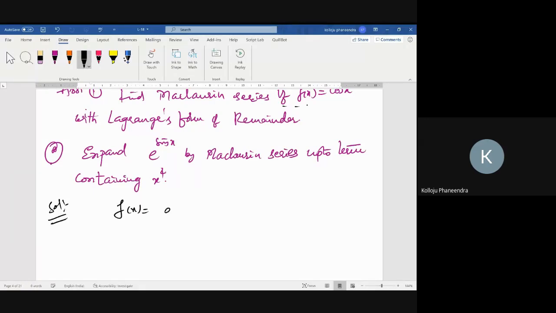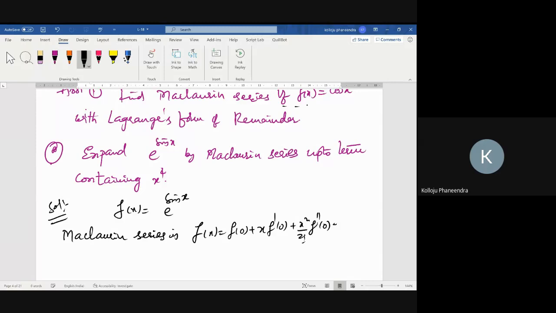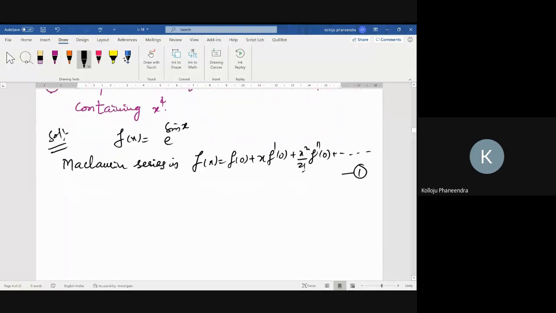First case is f of x equals e power sin x. So what is the Maclaurin series? Maclaurin series is f of x equals f of 0 plus x into f dash 0 plus x squared by factorial 2 into f double dash 0 and so on. Take this as equation 1. Now one by one let us calculate.